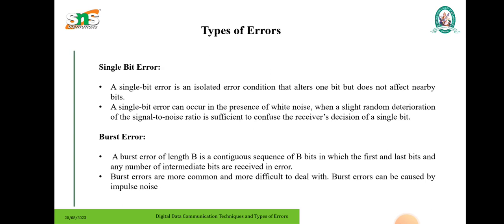Next is burst error. A burst error of length b is a contiguous sequence of b bits in which the first and last bits and any number of intermediate bits are received in error. If many bits are in error, then it is called a burst error. Burst errors are more common and more difficult to deal with. Burst errors can be caused by impulse noise.